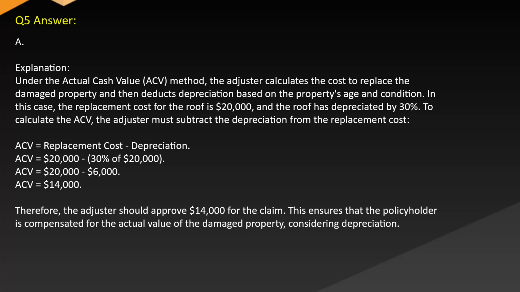ACV equals replacement cost minus depreciation. ACV equals $20,000 minus 30% of $20,000. ACV equals $20,000 minus $6,000. ACV equals $14,000. Therefore, the adjuster should approve $14,000 for the claim. This ensures that the policyholder is compensated for the actual value of the damaged property considering depreciation.